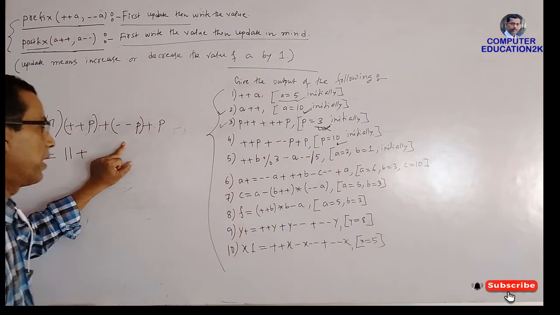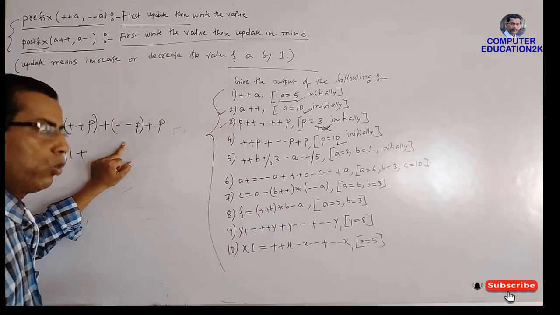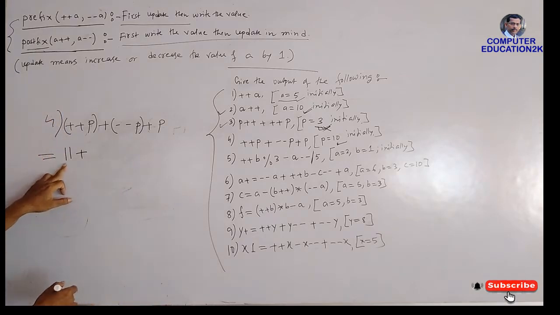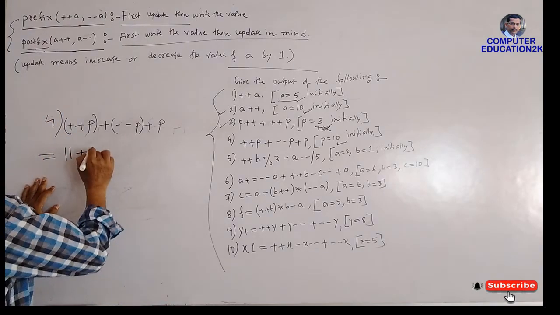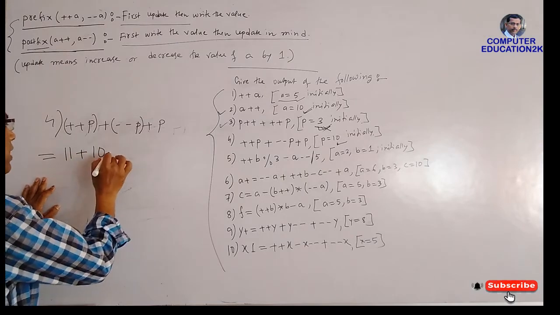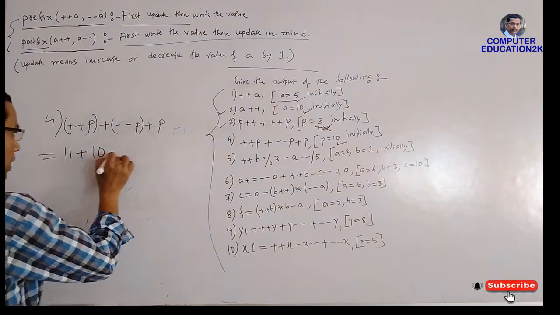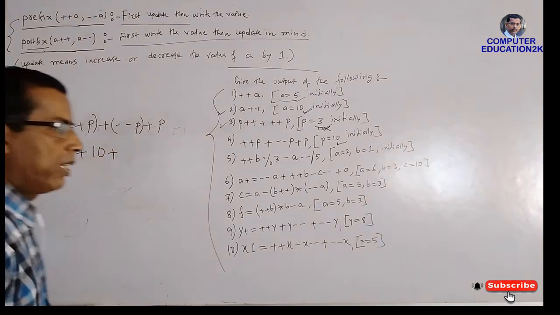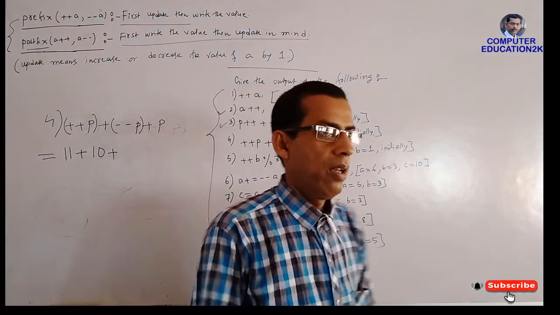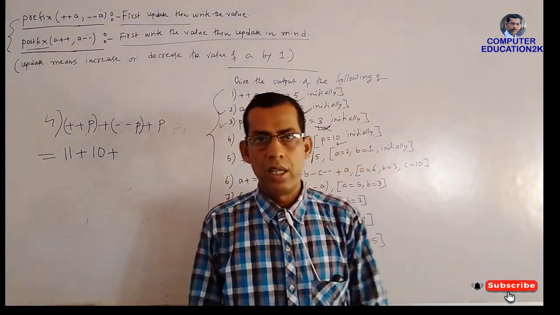It is written here --P. So first decrease the value and then write. It was 11, so I will make it 10. Now P has again become 10, because I have decreased 11 by 1. So it is 10 now.